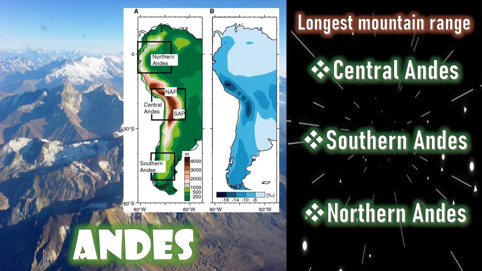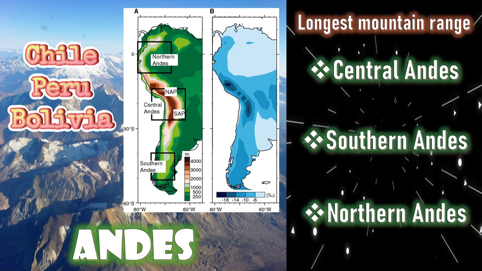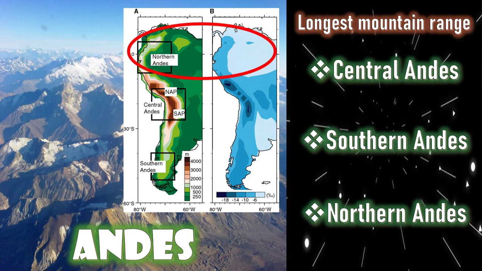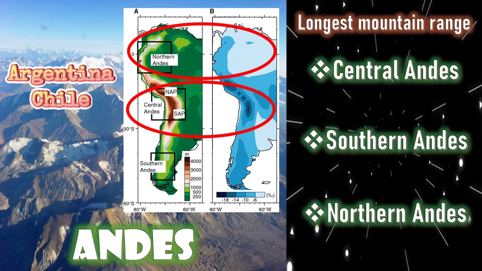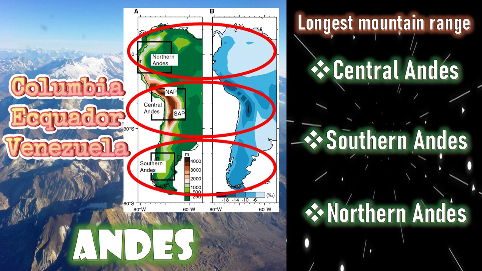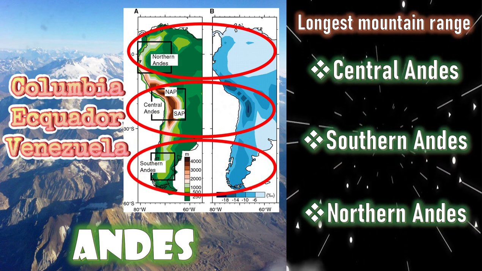The Central Andes have the Chilean and Peruvian mountain systems and parts of Bolivia. The Southern Andes are in Argentina and Chile. The Northern Andes are in Colombia, Ecuador, and Venezuela.